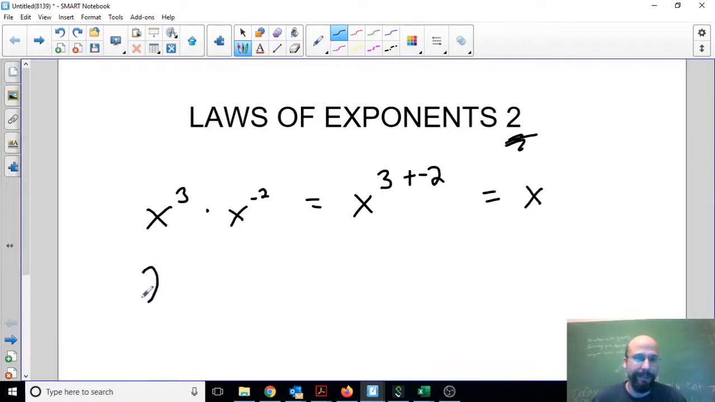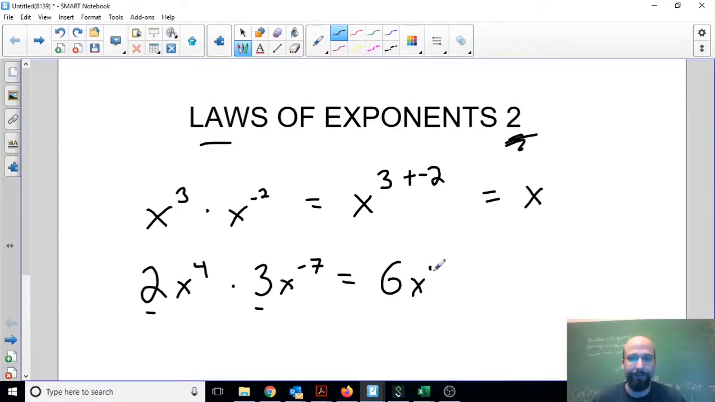All we're doing now is we're going to add some numbers in front. The exponent law still stays the same. 2x to the 4th times 3x to the negative 7. But now you have coefficients in front. So you just treat the coefficients like any other numbers, and you're multiplying, so you multiply them. 2 times 3 is 6. And then the exponents, you use your law, and you add them. So that's x to the 4th times x to the negative 7, so 4 plus negative 7. So that would simplify to x to the negative 3rd.